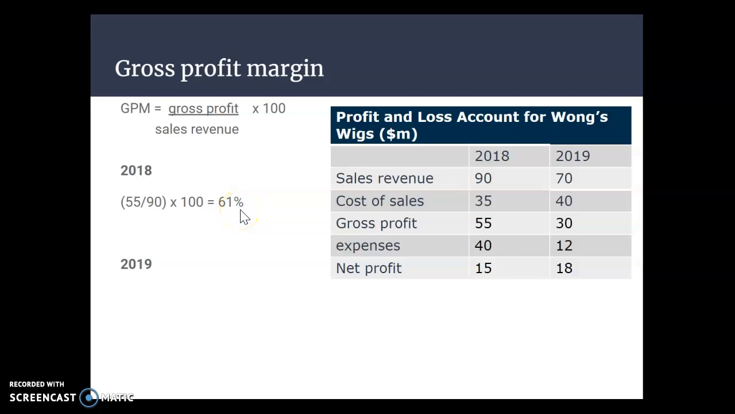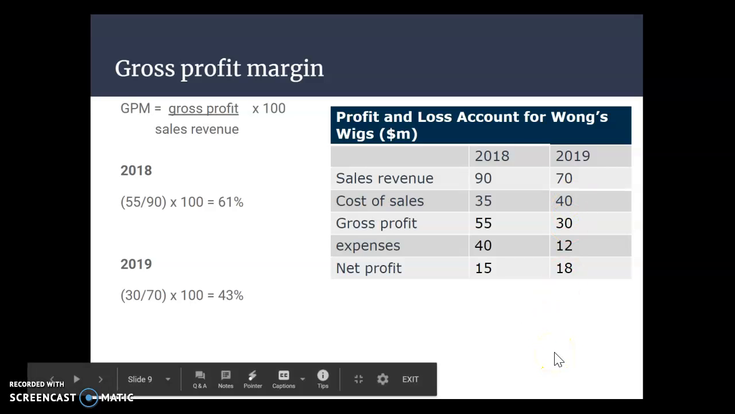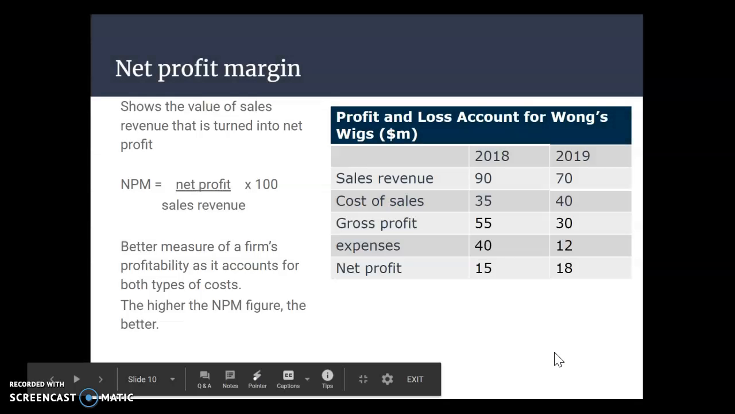So just a little second for you to think about doing it for 2019. How would you work it out? Okay, correct. You would work it out 30 divided by 70 times 100 is 43%. Okay, now we can see it was higher in 2018 than 2019.